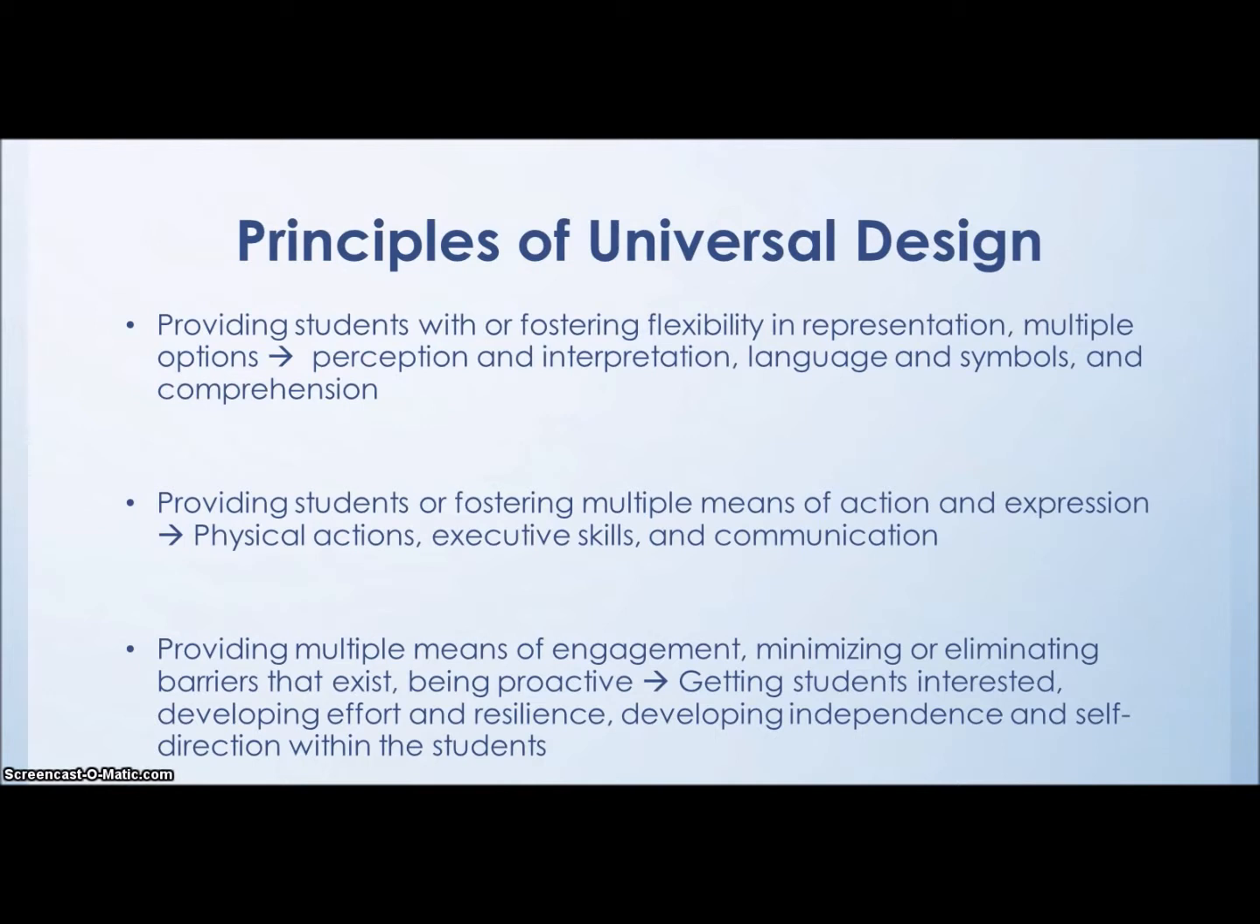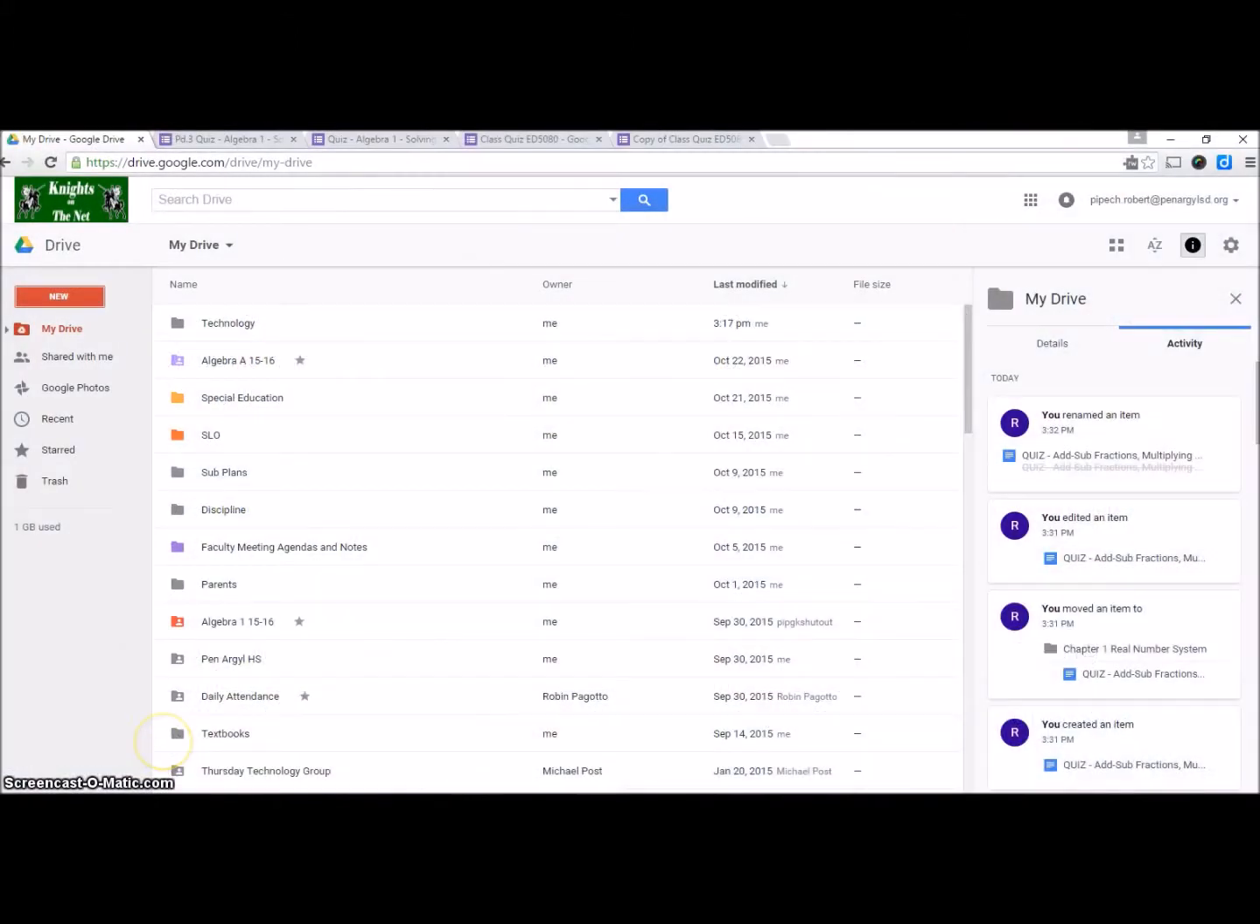And lastly is providing multiple means of engagement for students, minimizing and eliminating barriers that may exist in the classroom. It involves being proactive on the part of the teacher, getting students interested in the subject matter, developing effort and resilience, and developing independence and self-direction within students. All these principles of universal design help all students succeed to the maximum extent possible when utilized properly in the classroom.